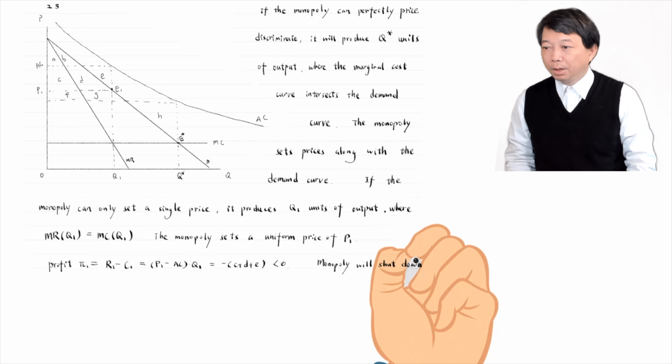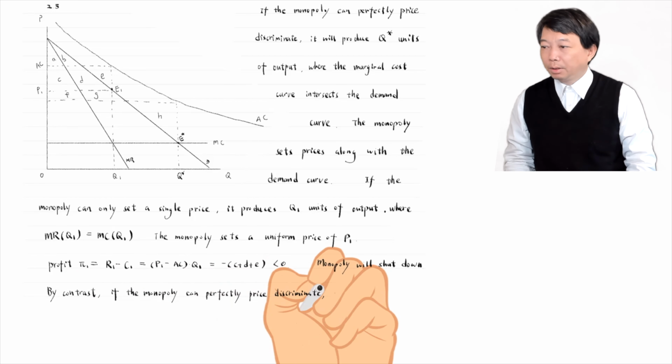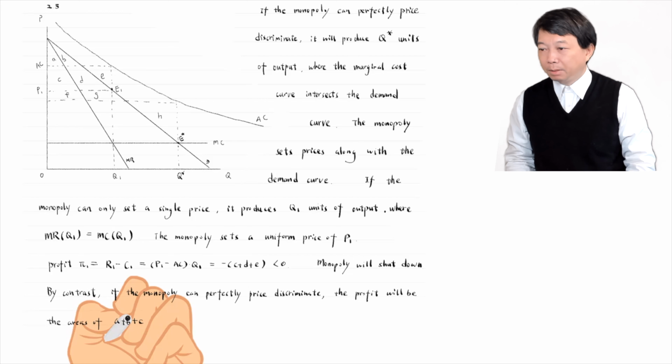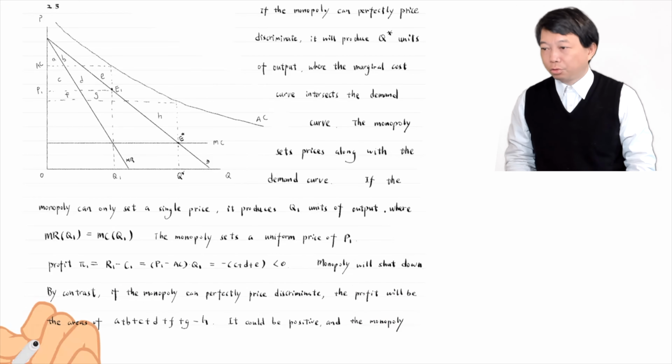By contrast, if the monopoly can perfectly price discriminate, the profit will be the areas A plus B plus C plus D plus F plus G minus H. It could be positive, and the monopoly will operate.